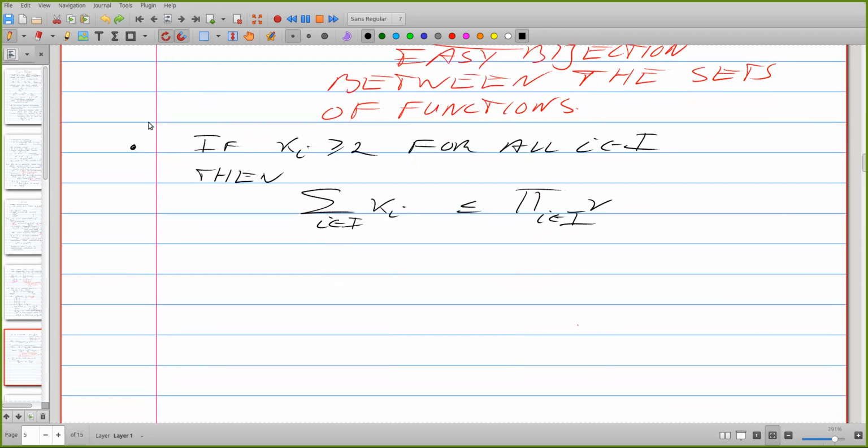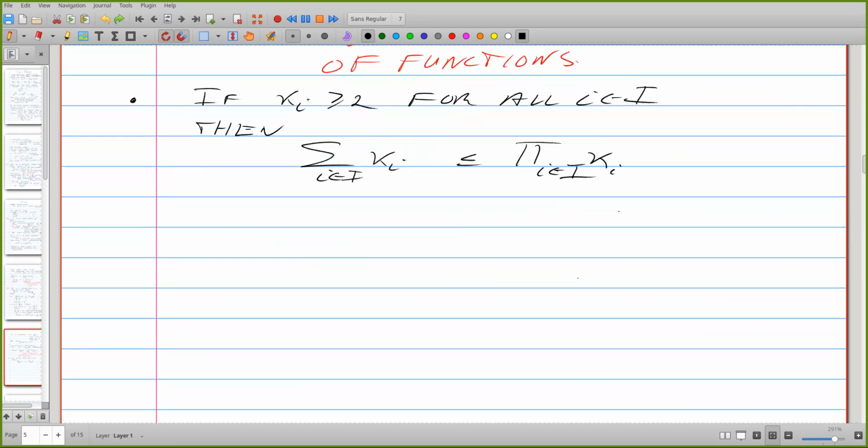Okay. And now another inequality, which is pretty obvious if I is a finite set, but for the infinite set, you actually need to show a few things. And here is how the proof goes. I'll split the proof into two cases.